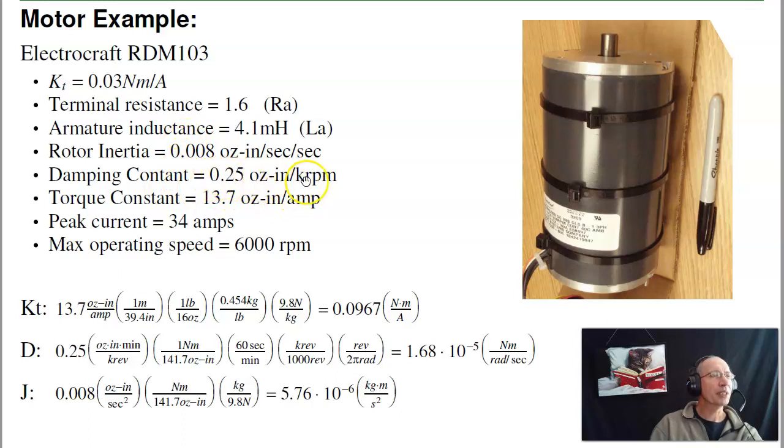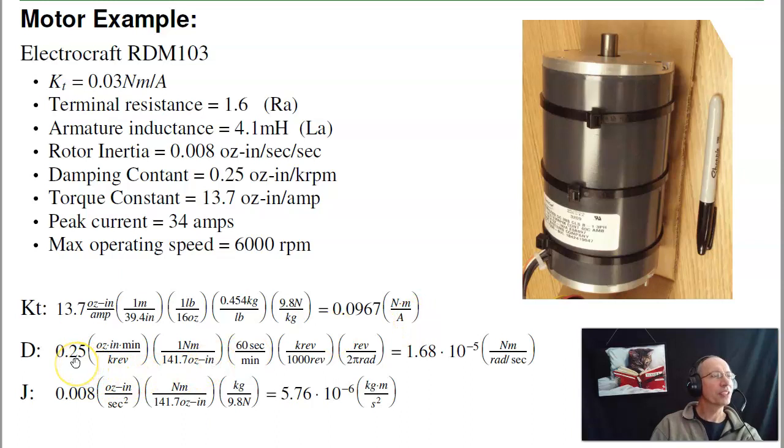The damping constant is your friction in English units, and the torque constant is in English units, and those don't really help. So to find KT, I can take that 13.7 ounce inches per amp and convert to metric. It's 0.0967 Newton meters per amp. It's also 0.0967 volts per radian per second.